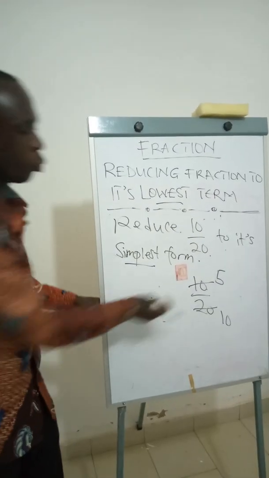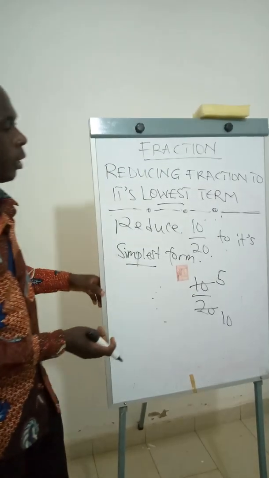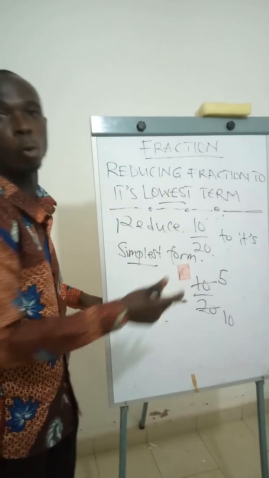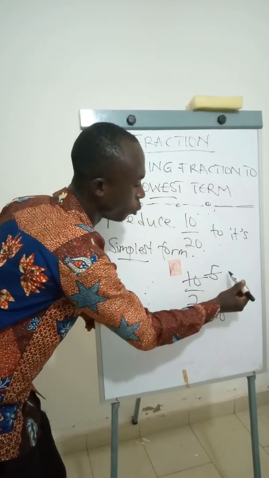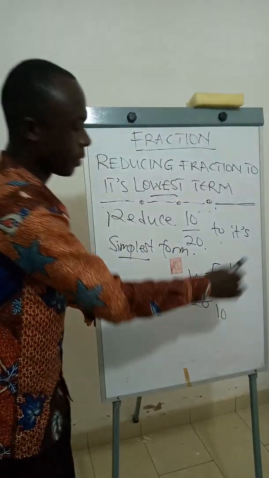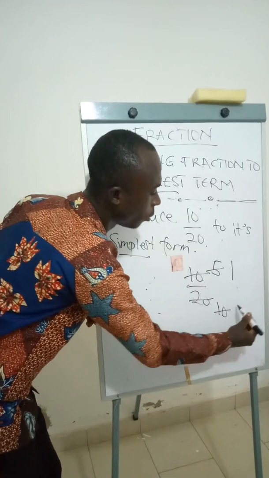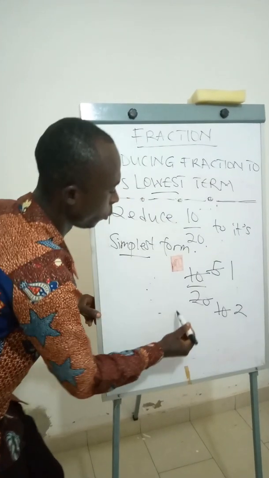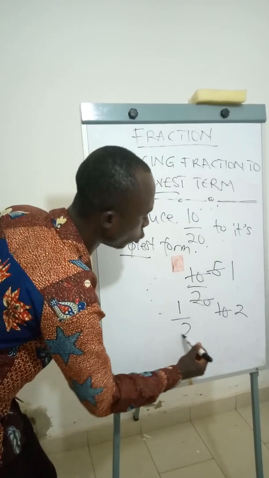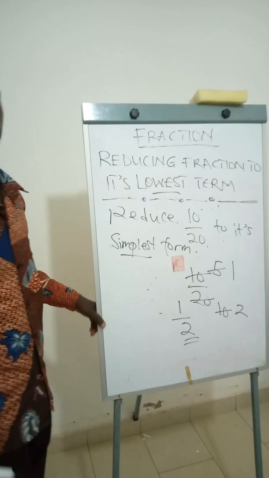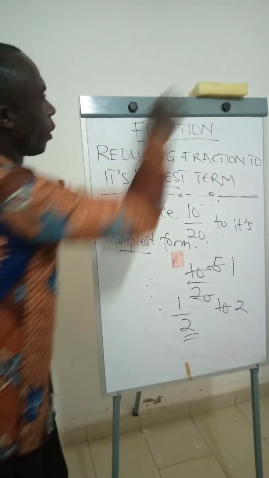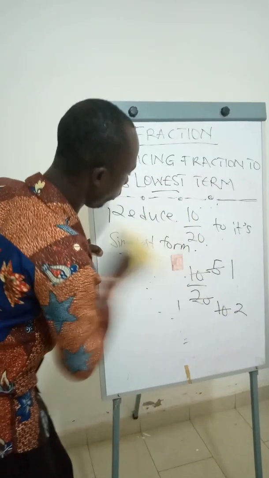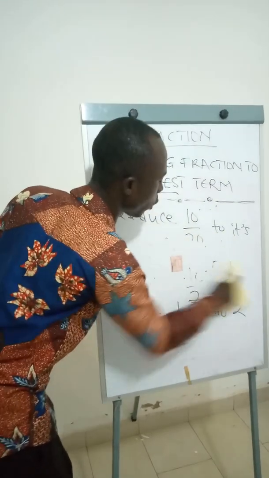Still, you should divide it because it is not reduced to its lowest term. So 5 goes into 5, 1. The same 5 should go into 10, how many? 2. We are getting 1 over 2. This same question, 10 over 20, you see, we now have our answer as 1 over 2.